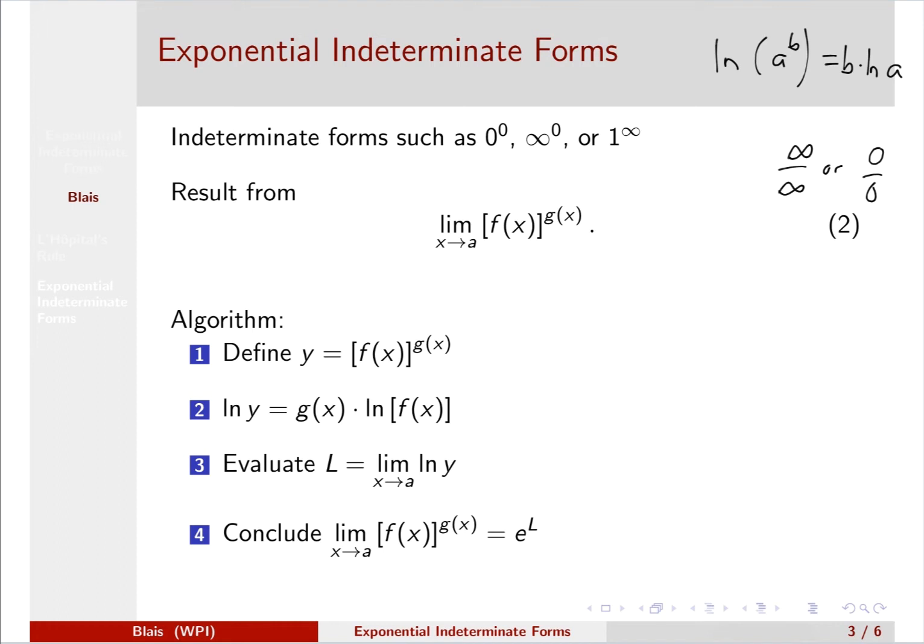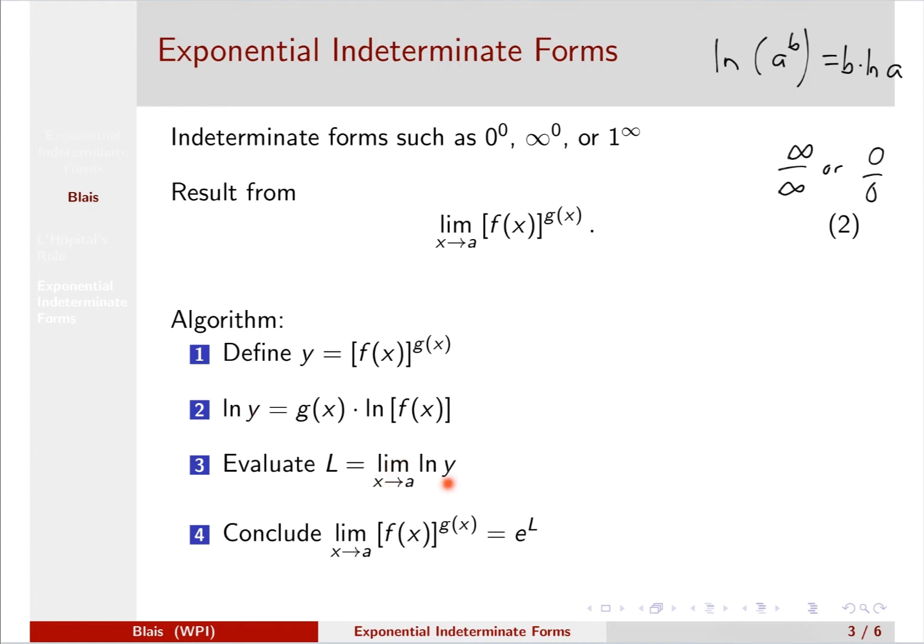So our first step, just call the expression in the limit y. Then take the natural log of both sides. And when you take the natural log of f of x raised to the g of x, we're using this property of natural logs, where we can bring that g of x out front and multiply by natural log of f of x. We then concentrate on finding the limit of this expression here in 2. So the limit, L we'll call it, as x approaches a of this natural log of y.